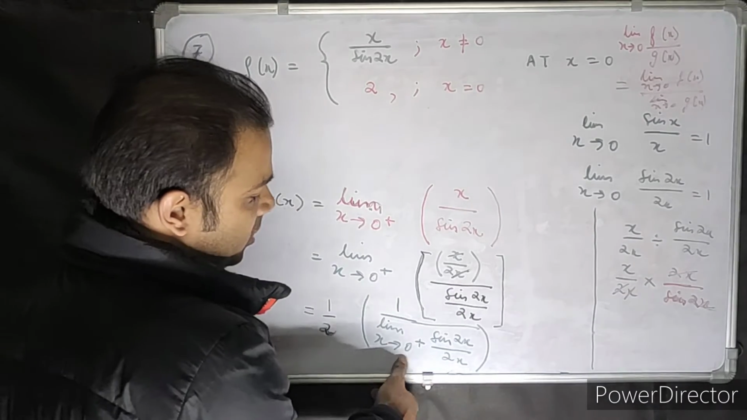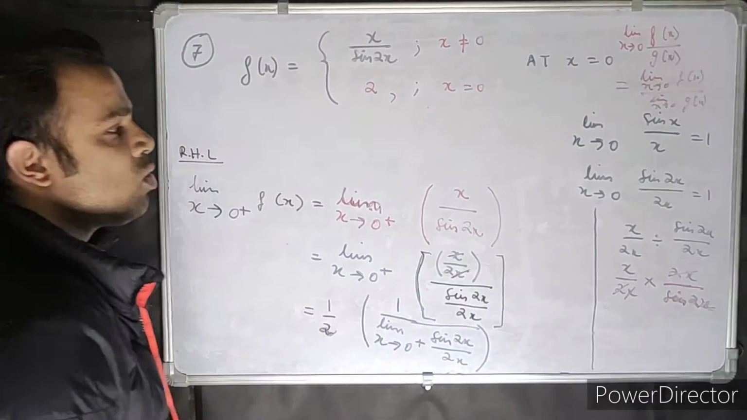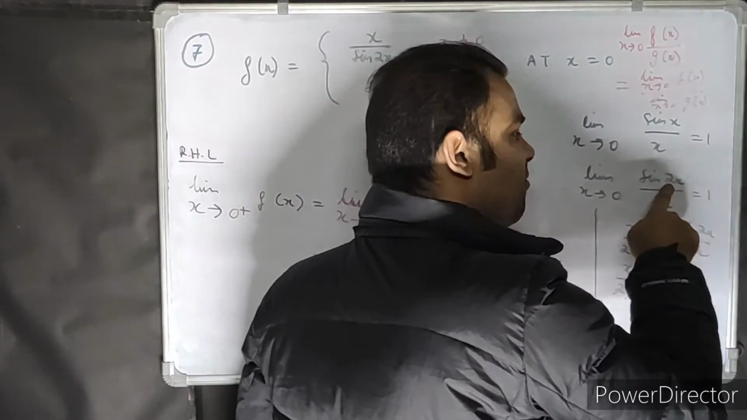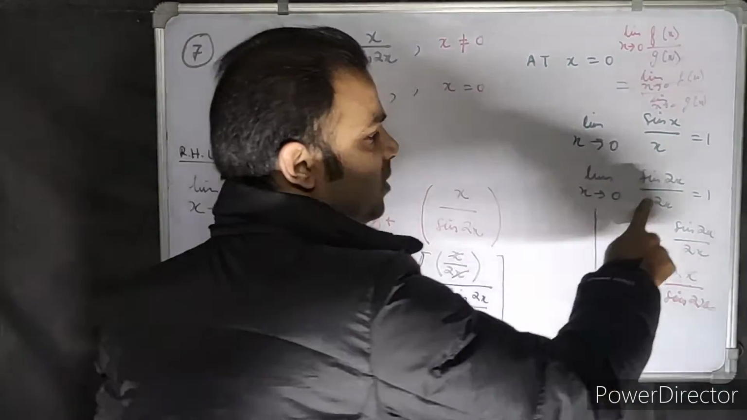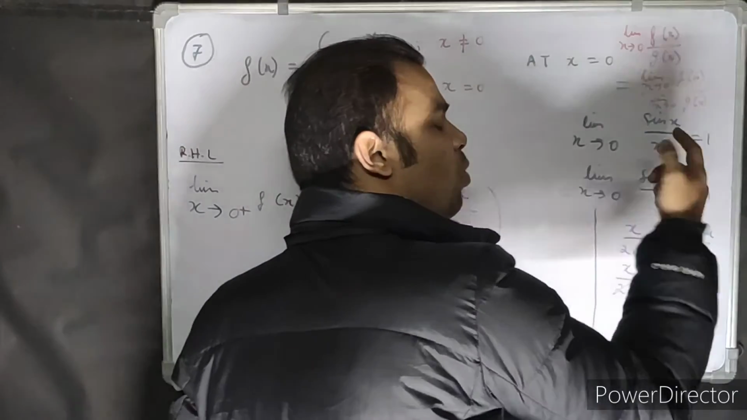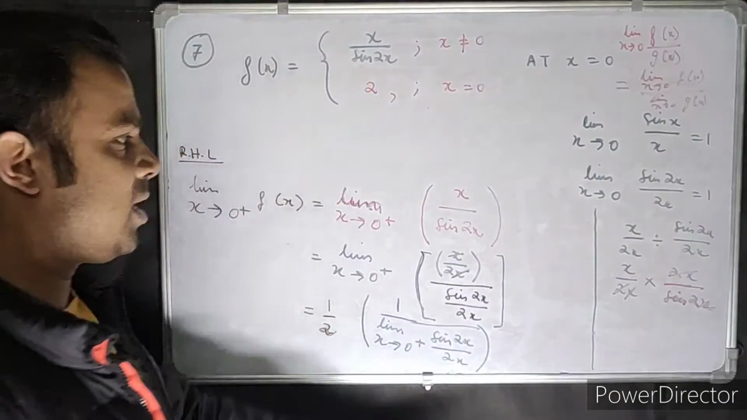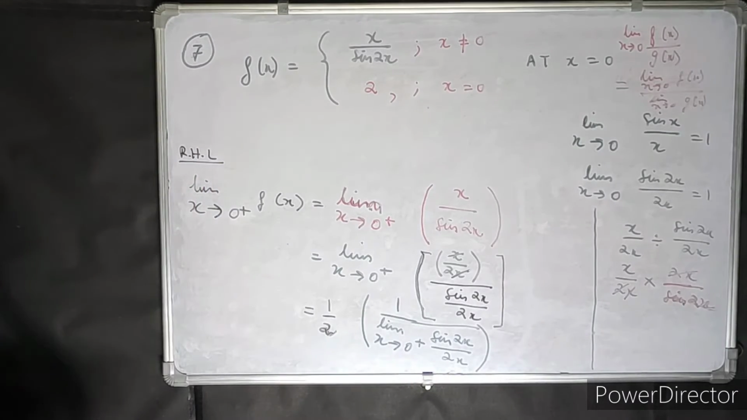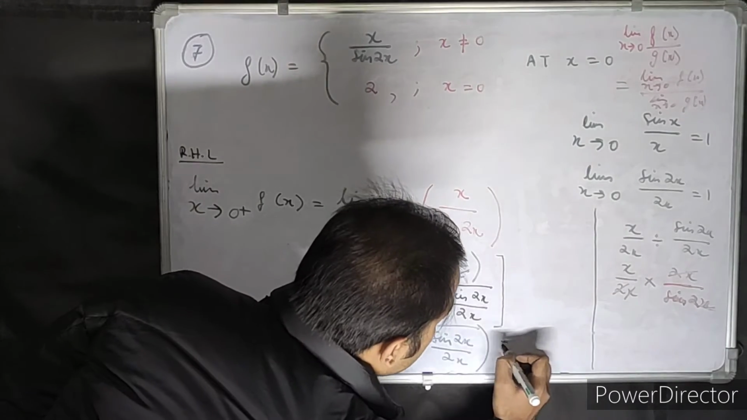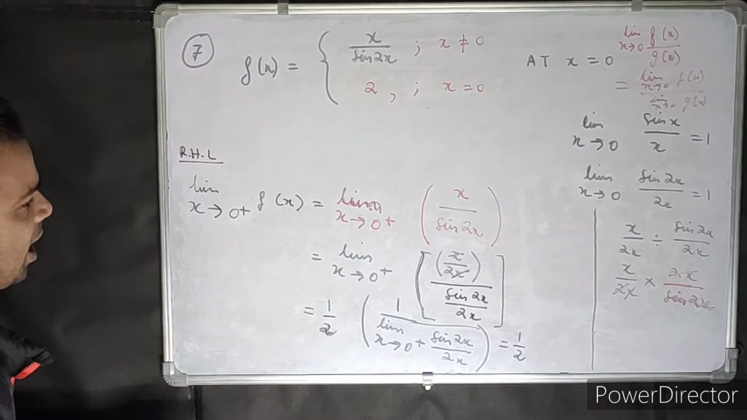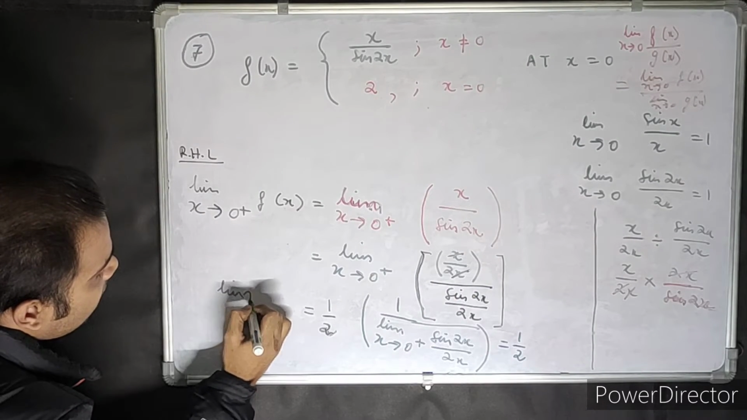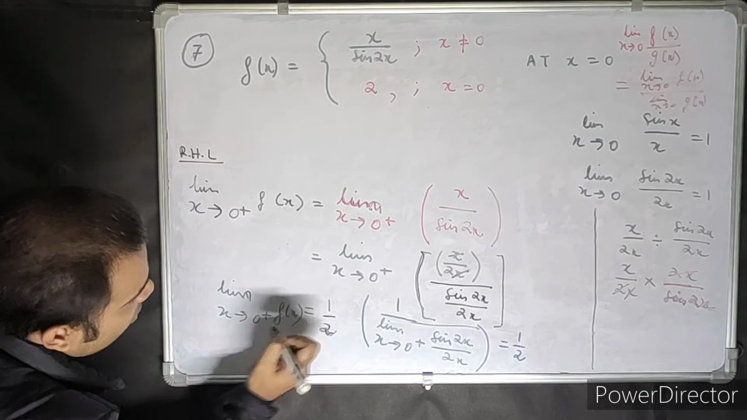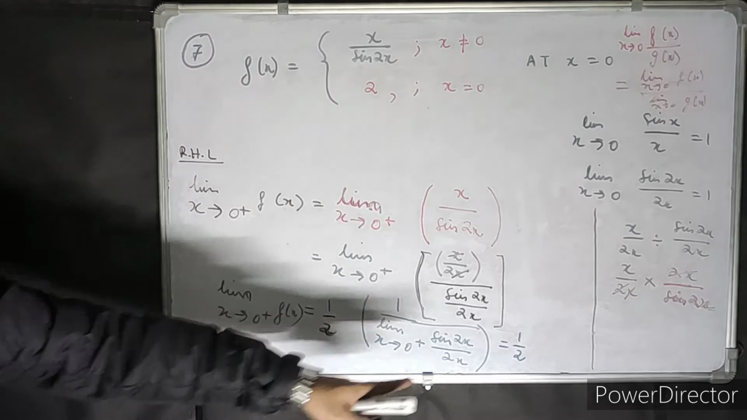So what is limit of x tends to 0, sine 2x by 2x? It's equal to 1. If you had sine 3x, then you will divide by 3x. If you have sine 5x, you will divide by 5x. Remember that. If you have sine theta x or sine whatever x, you will divide by that same value. So over here it's 1 by 1, so the answer is half. So eventually, limit of x tends to 0 positive, f of x is equal to half.